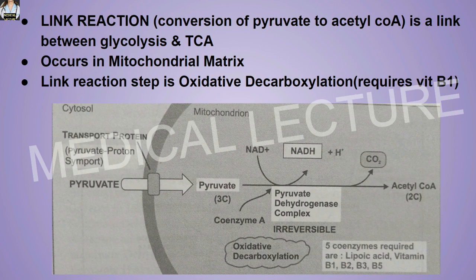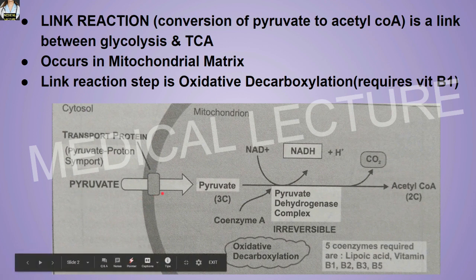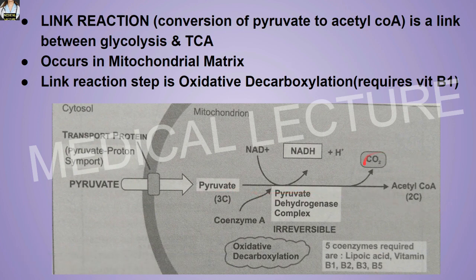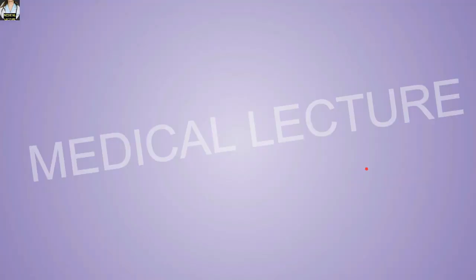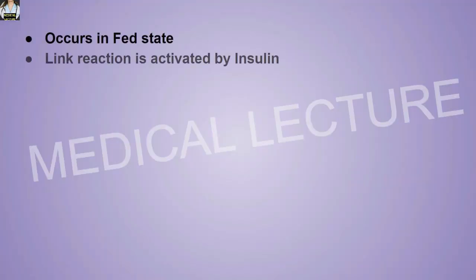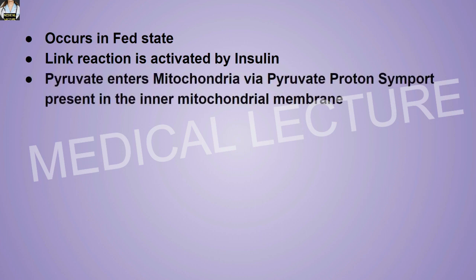As you can see in this figure, pyruvate enters the mitochondria and is then converted into acetyl-CoA with the help of this link reaction. This link reaction occurs in the fed state and is activated by insulin. Pyruvate enters the mitochondria via the pyruvate proton symport present in the inner mitochondrial membrane.